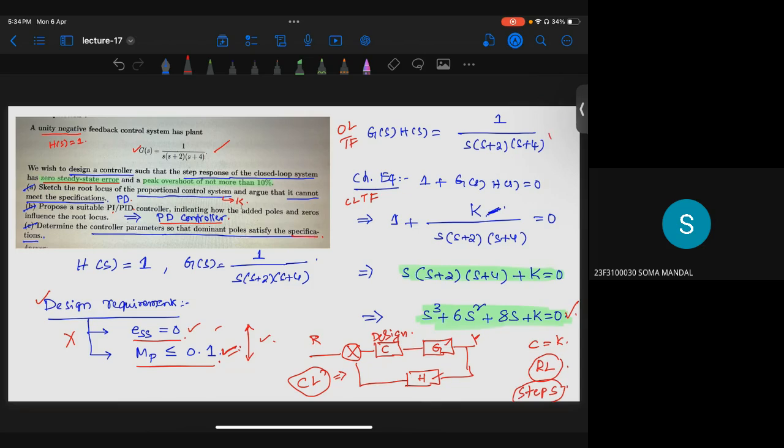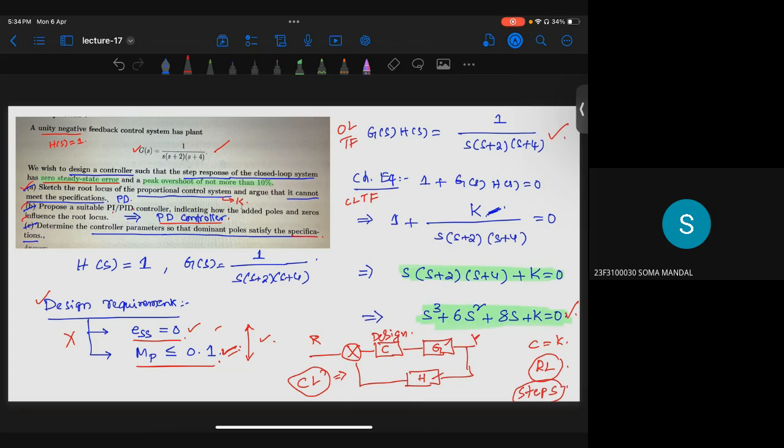So for this open loop transfer function, if you follow the root locus steps, you will get the root locus plot. Once you get it, you can see how the root locus varies as K varies from 0 to infinity. Using that, we can answer our first question, and also the second and third questions.